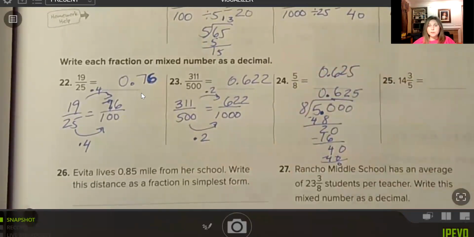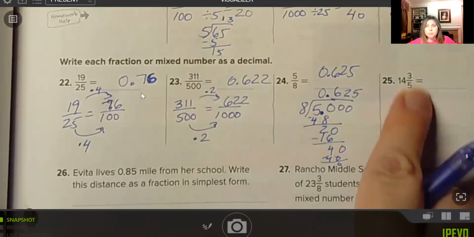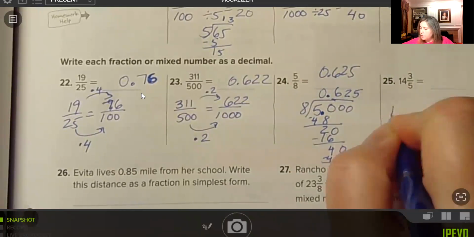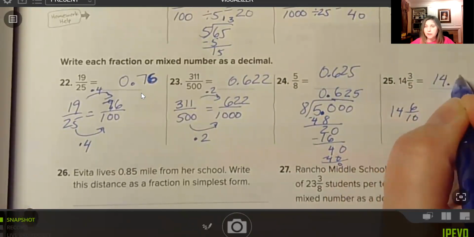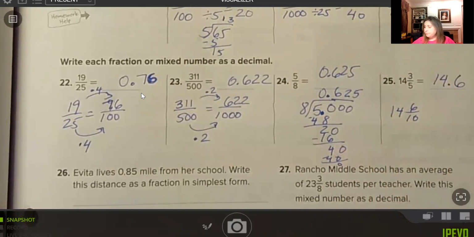625 thousandths. And then we have 14 3/5. We can see 3/5 would scale right up to 6/10. So we just double the numerator, double the denominator. That would give us 14 6/10, which we can easily convert to a decimal.